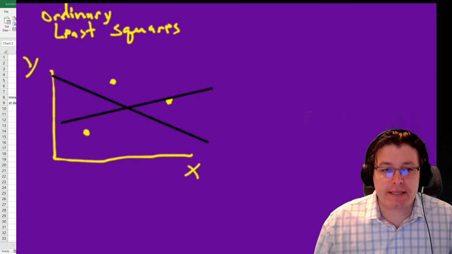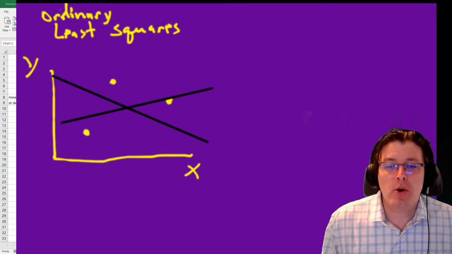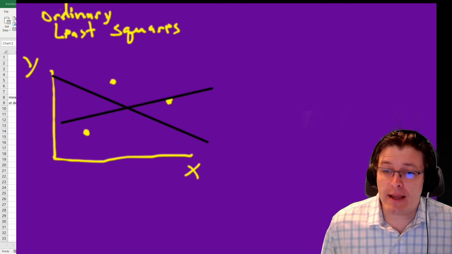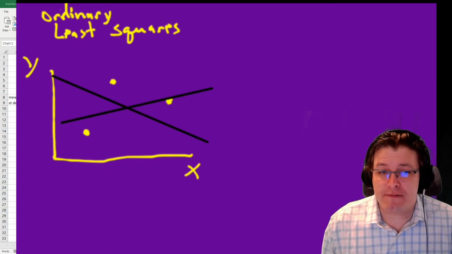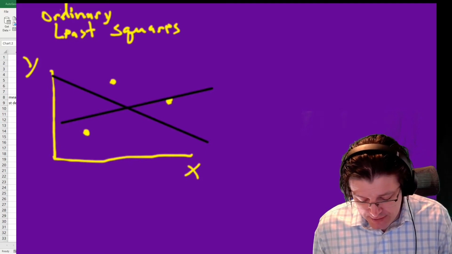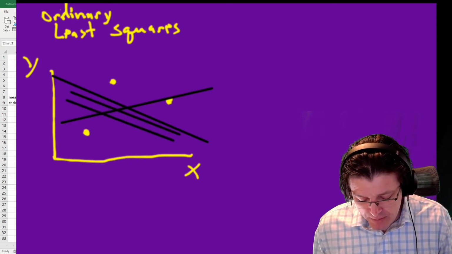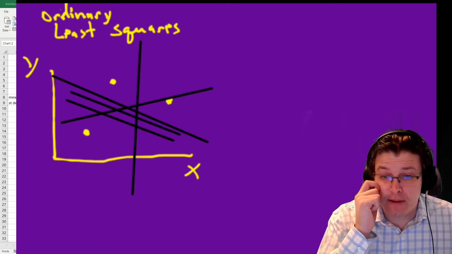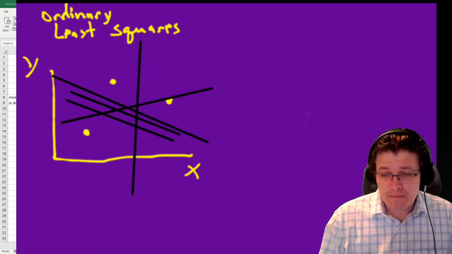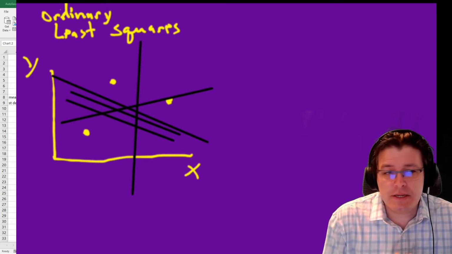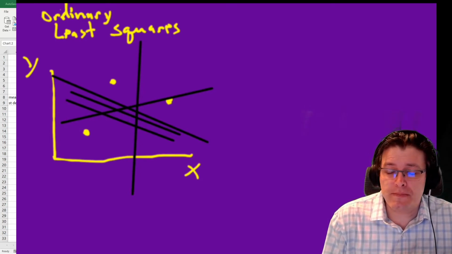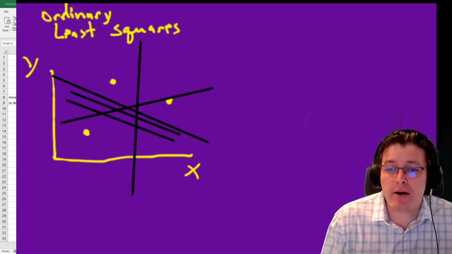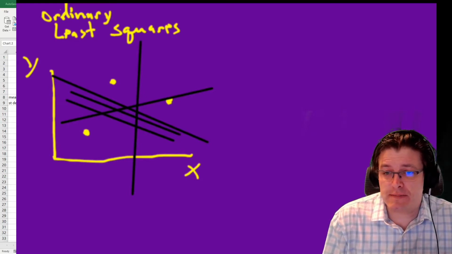Maybe this is the best line. Okay, so how do we determine which one is the best line? In reality, there are infinite different lines we could draw, right? We could shift each of these just slightly. We could draw different slopes, all kinds of different lines. So the method that we're going to use is to compare the squared differences.